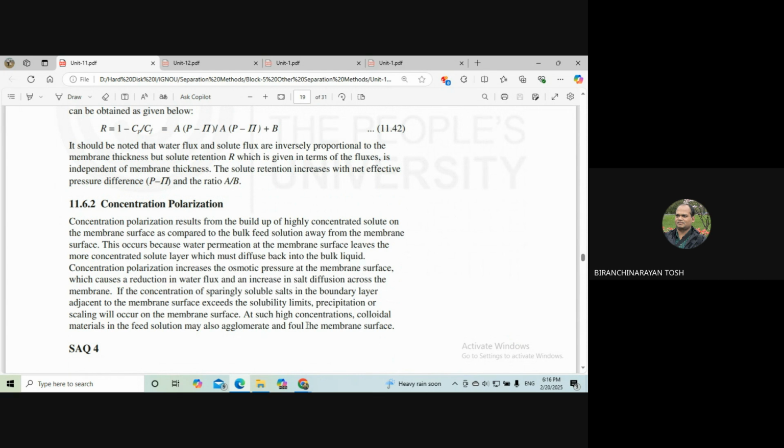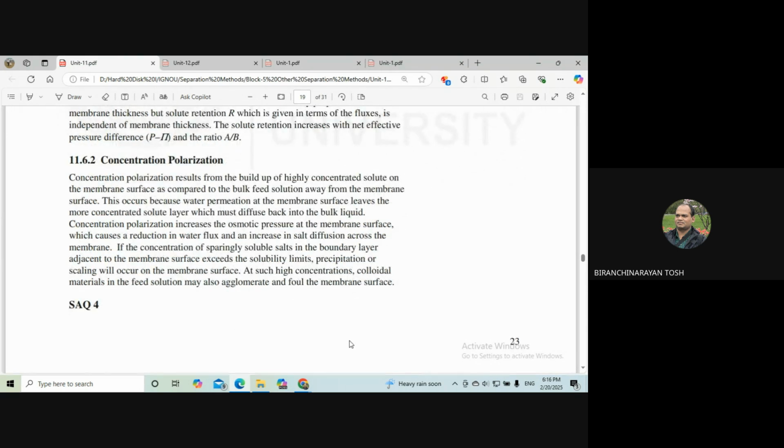So at such high concentrations, colloidal materials in the feed solution may also agglomerate and foul the membrane surface. So the activity will be lost.